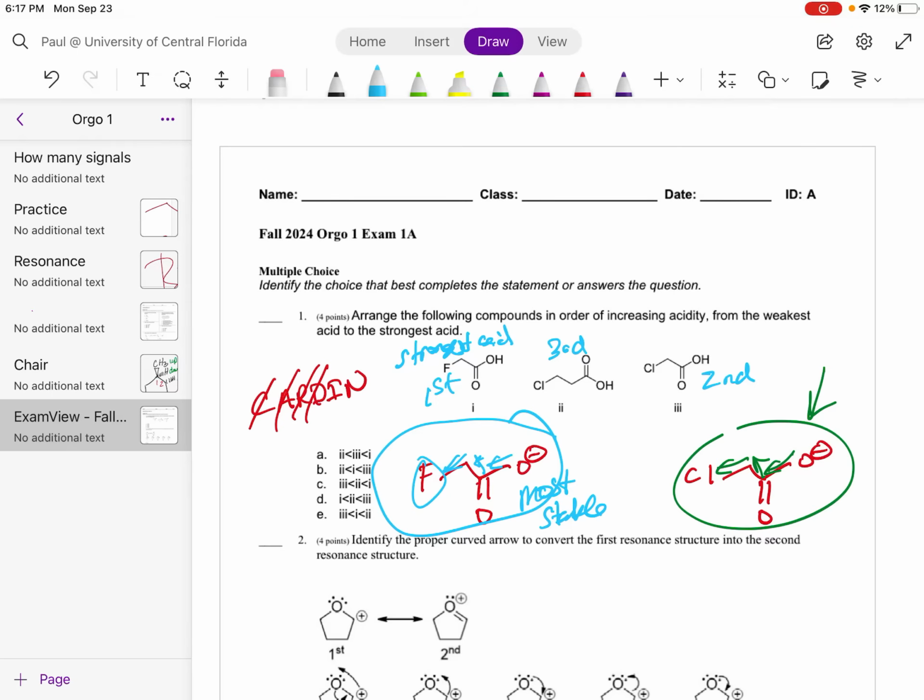And so what would the answer be? Well, they want us to go from the weakest acid to the strongest acid. So this one has to go first. And so that one's out, that one's out. So it's only between A and B. And we see that the next choice should be 3. So that leaves only answer A as the correct answer.